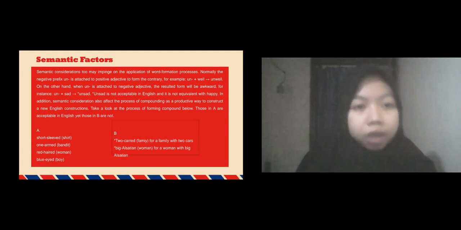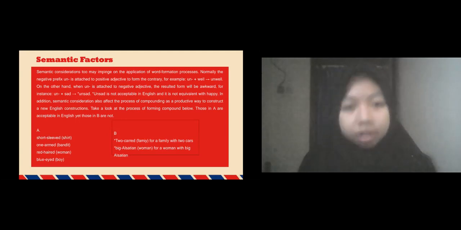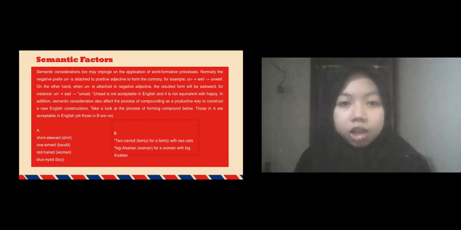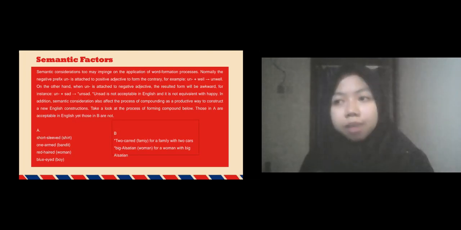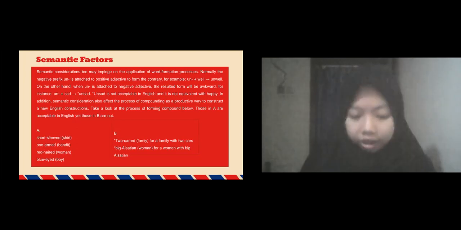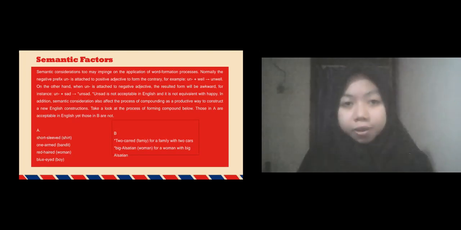On the other hand, when "un" is attached to a negative adjective, the resulting form will be awkward. For instance, "un" plus "sad." Sad is a negative adjective. Unsad is not acceptable in English, and it is not equivalent to happy. So "un" forms that are accepted in English are, such as, unwell, unloved, unhappy. But unill, unsad, or undirty are not acceptable and sound awkward.